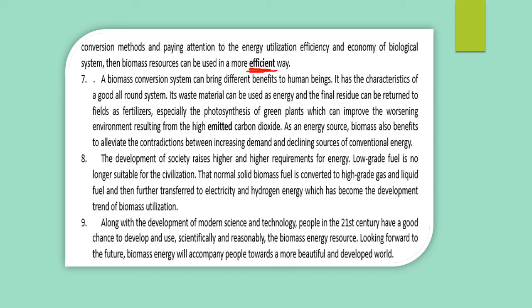A biomass conversion system can bring different benefits to human beings. It has the characteristics of a good all-round system. Its waste material can be used as energy, and the final residue can be returned to fields as fertilizers. So nothing toxic or nothing wasteful or chemical is left behind. Whatever is left in this process can be used as fertilizers, what we put on plants to help them grow, especially the photosynthesis of green plants, which can improve the worsening environment.